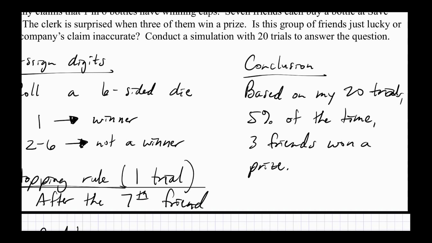So if 5% is low, 0% is even lower. There's nothing you can get lower than 0%. It didn't happen. So is this group lucky, or is the company's claims inaccurate? It's very lucky. Very lucky. If the number was significantly higher, then we would say they're just wrong, right? The company's just wrong, that it's not 1 in 6, it's actually more.